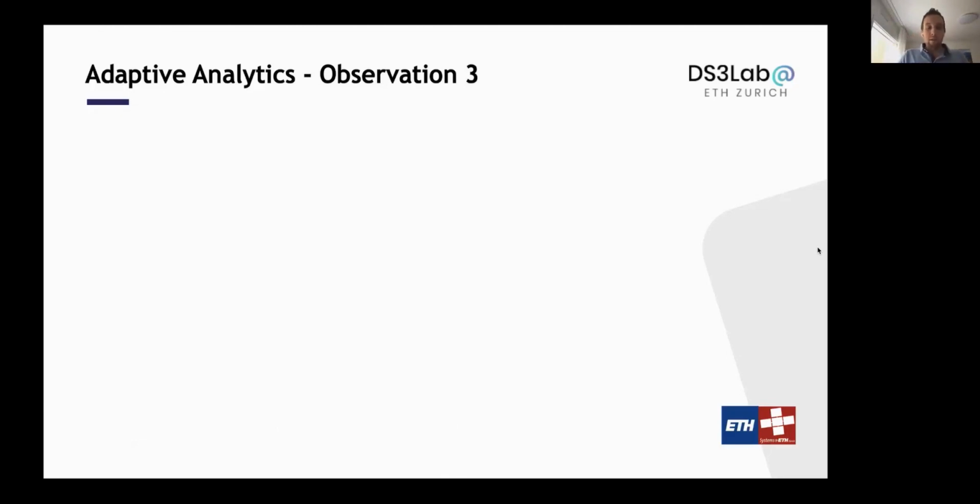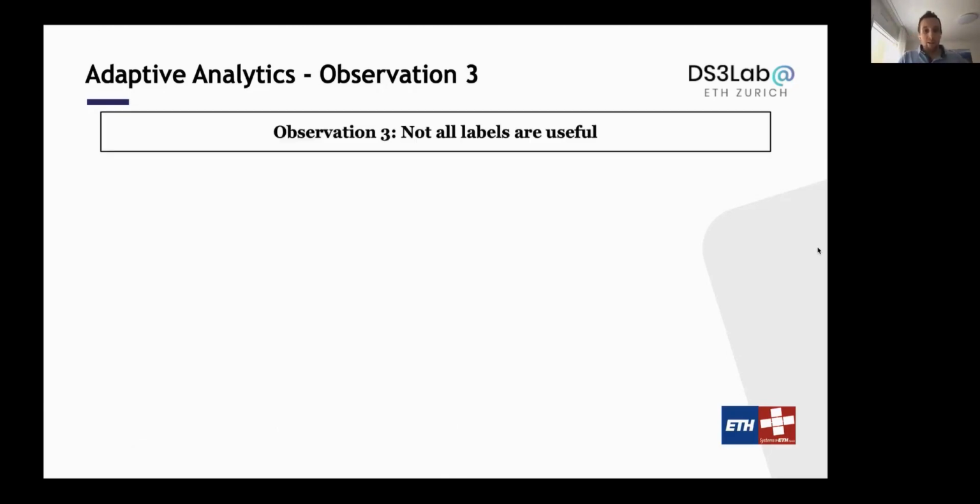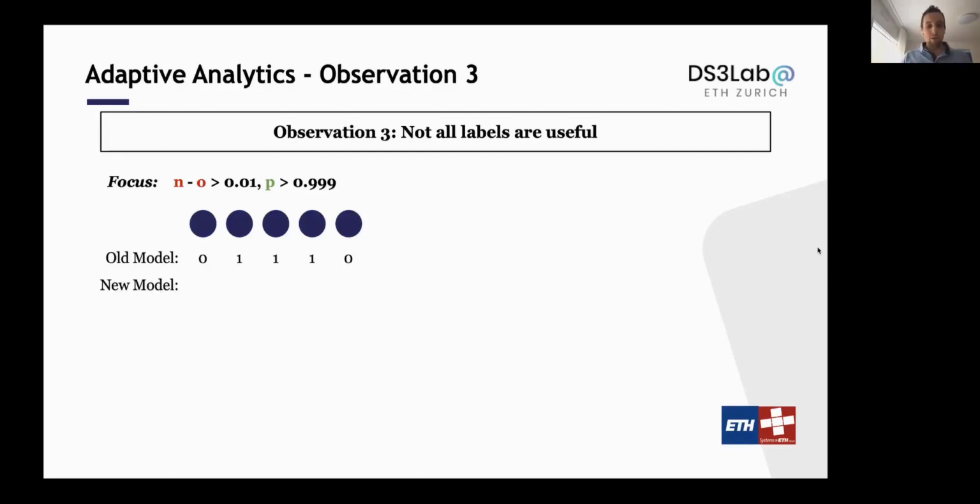Finally, the last observation, which I already mentioned, is that not all labels are useful. This is not only the case for estimating the difference in prediction, but also for estimating formulas like this. Let's assume you want to make sure that the new model is better than the old one by 1%. Now let's assume we have 5 test samples, and the old model predicts 0, 1, 1, 1, 0, and the new model predicts 0, 1, 1, 1, 0, 1, 0, 1, 1, 0, 1.